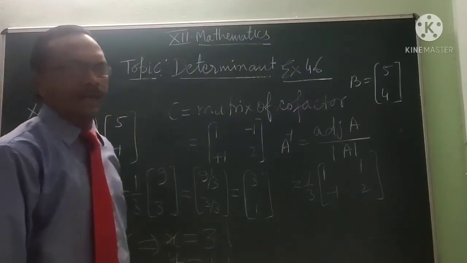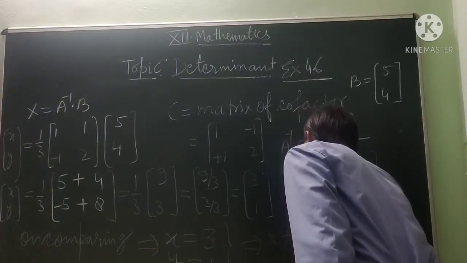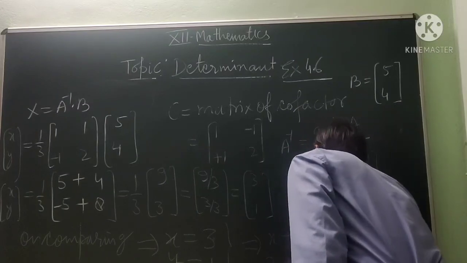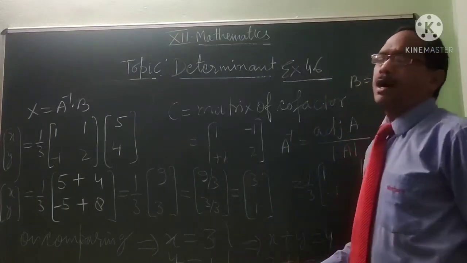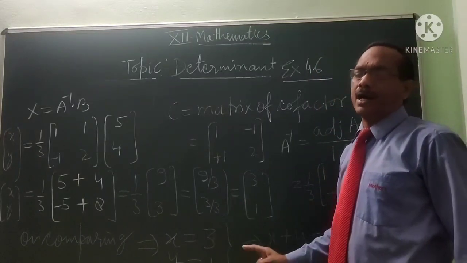To verify the answer, we can see x plus y equal to 4. So 3 plus 1 equal to 4, and we can say our answers are correct. The values of x and y are correct here.